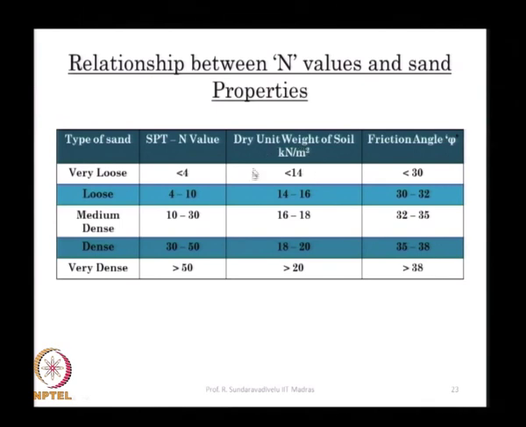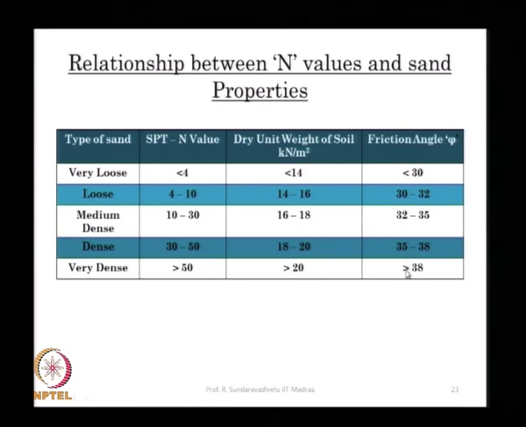Here we are giving the dry unit weight of soil, that means you take the sand sample and dry it in the oven, you do not have any water, in the three phase medium you have only sand particles and voids, then you calculate the weight, that is your dry unit weight. It is less than 14, 16 to 18 and this is greater than 20. Friction angle, this is less than 30, this is greater than 38, the limit is around 38 only.